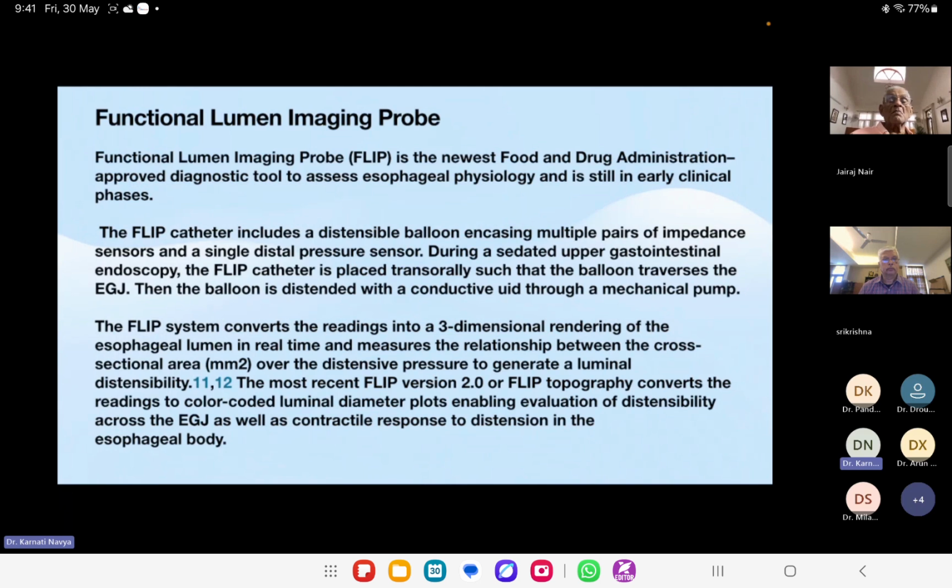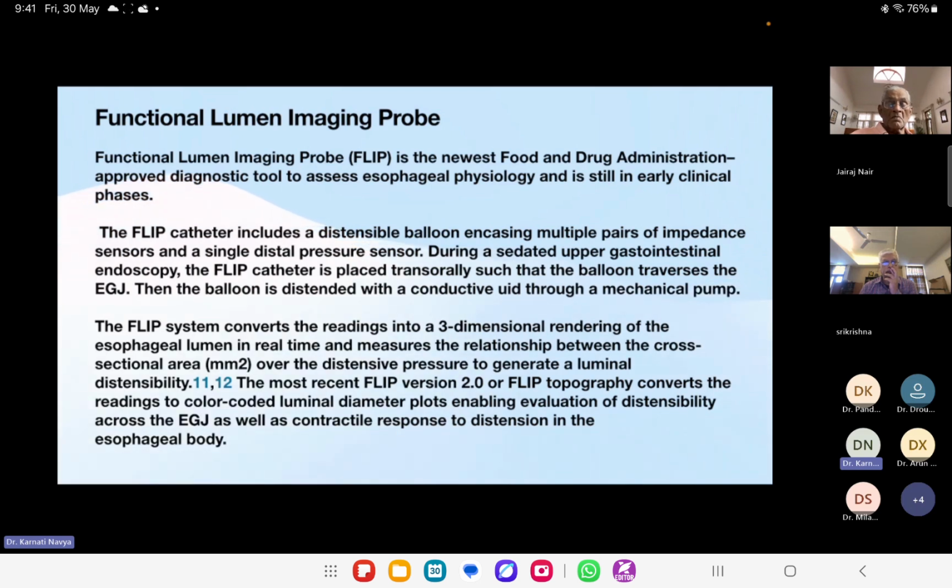The second one is the functional lumen imaging probe. It is the newest Food and Drug Administration approved diagnostic tool to assess esophageal physiology and is still in the earlier phases clinically. The FLIP catheter includes a distensible balloon encasing multiple pairs of impedance sensors and a single distal pressure sensor. During a sedated upper GI endoscopy, the FLIP catheter is passed transorally such that the balloon traverses the esophagogastric junction. Then the balloon is distended with a conductive fluid through a mechanical pump.